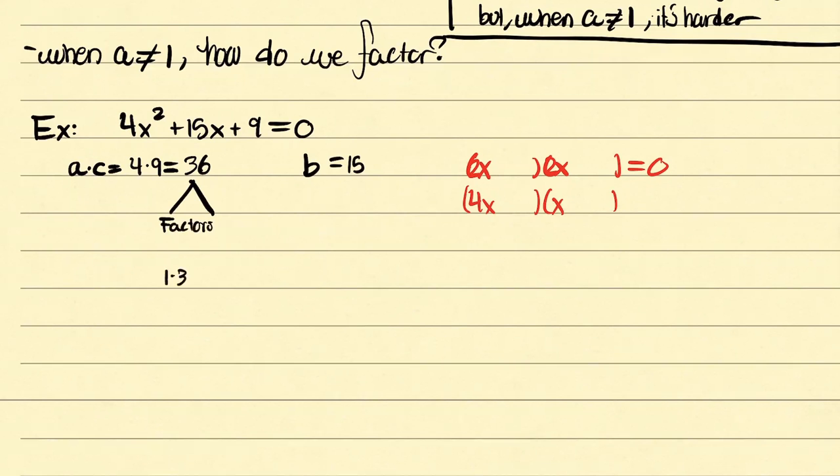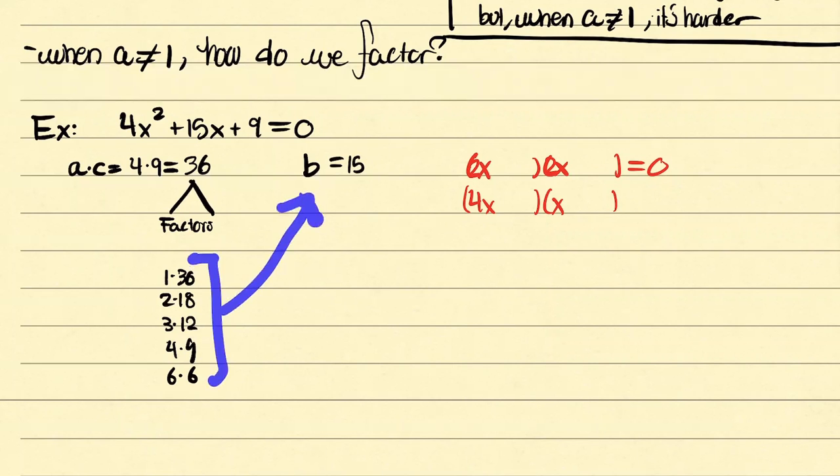There's 1 and 36. There's 2 and 18. There's 3 and 12. There's 4 and 9. There's 6 and 6. And I think that's it. What I want to do is look at the factors that will add together, maybe I flip a sign or something like that, to get positive 15.